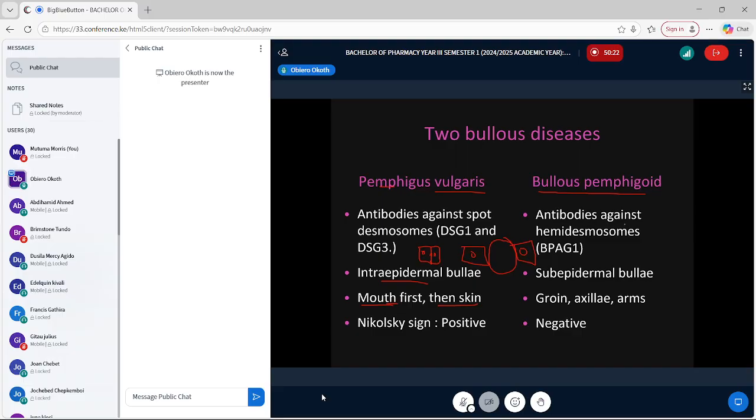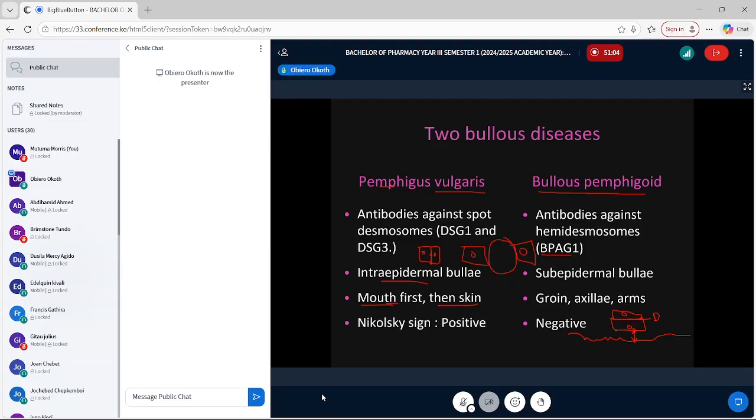Now, bullous pemphigoid is different. The antibodies are against what we call the hemidesmosome, bullous pemphigoid antigen 1. So this is a keratinocyte, this is another keratinocyte, and between here we have desmogleins. Then this is the dermis. What anchors the keratinocytes to the dermis is BPAG1, or what we call the hemidesmosomes. So you have antibodies against this.